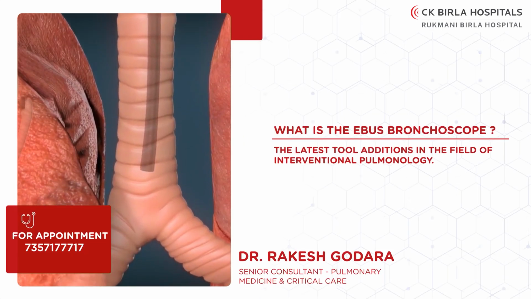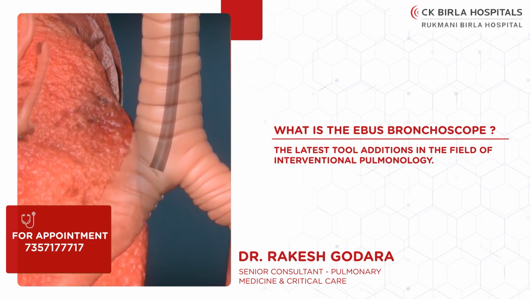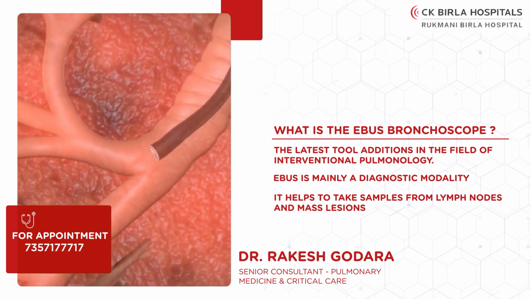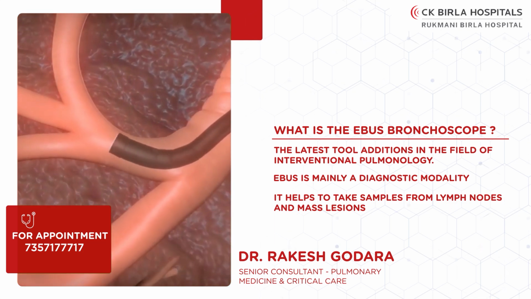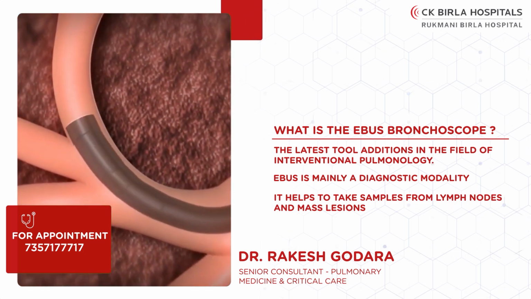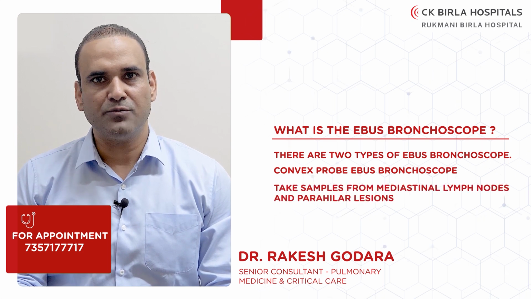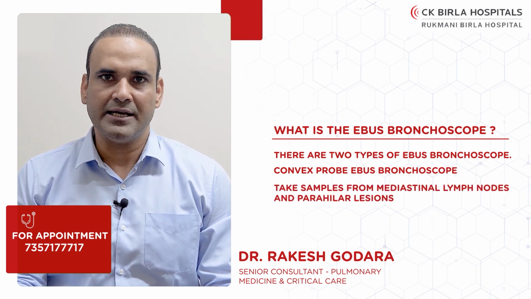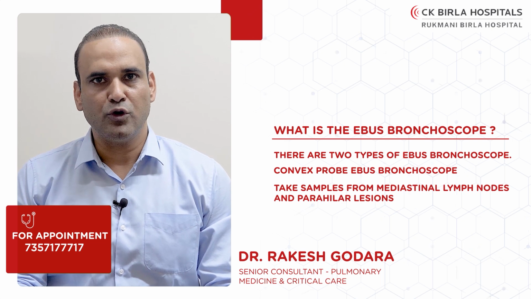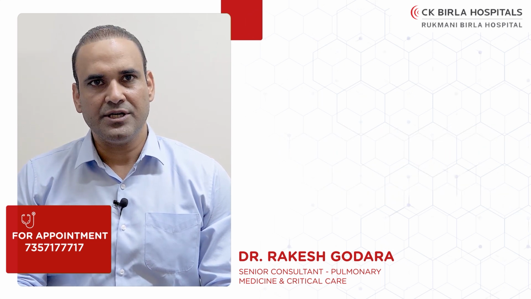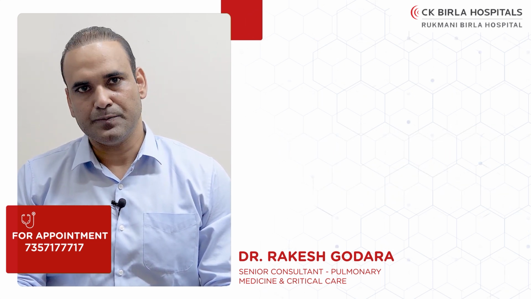This is one of the latest tool additions in the field of interventional pulmonology. EBUS is mainly a diagnostic modality. It helps to take samples from lymph nodes and mass lesions which are not accessible with the conventional bronchoscope. There are two types of EBUS bronchoscope. One is the convex probe EBUS bronchoscope, used to take samples from the mediastinal lymph nodes and the parahilar lesions, whereas the radial probe EBUS is used to take samples from peripheral pulmonary nodules or lesions. What kind of pulmonary pathology can we diagnose with the EBUS bronchoscope?